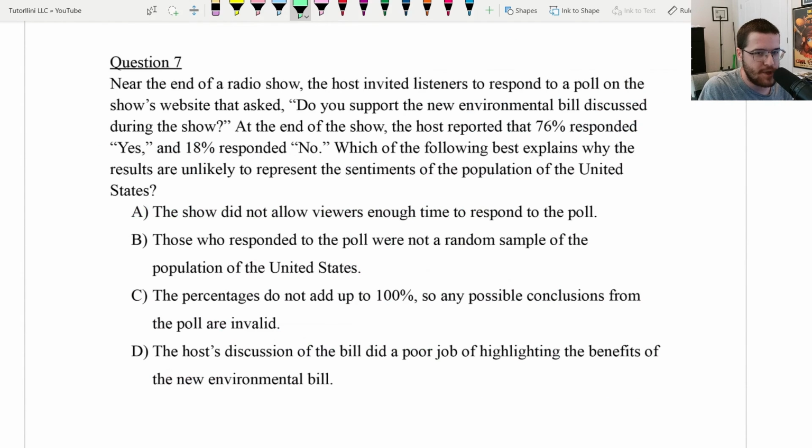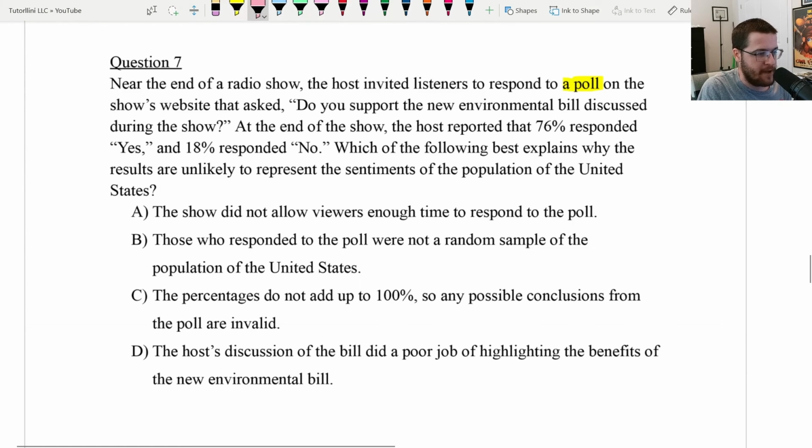Okay, question 7. So this is a poll, which is essentially just a type of survey. We're just asking a question. And you'll notice there's a lot of problems with this poll. In particular, you may notice there was no random sample. So remember, that means we can't generalize to the population. If we don't select the participants at random in a survey, we cannot generalize to the population, which is kind of what the question's asking about.